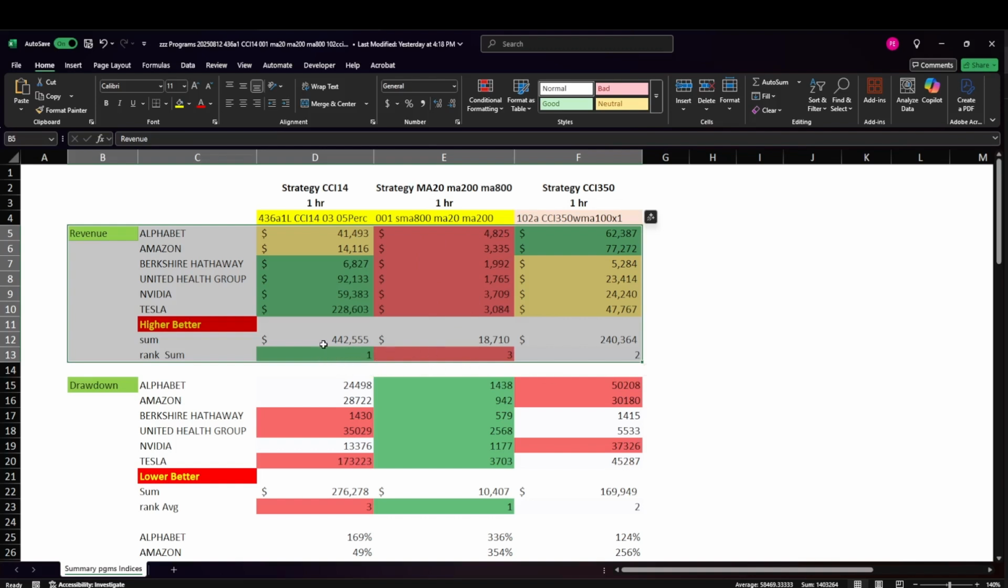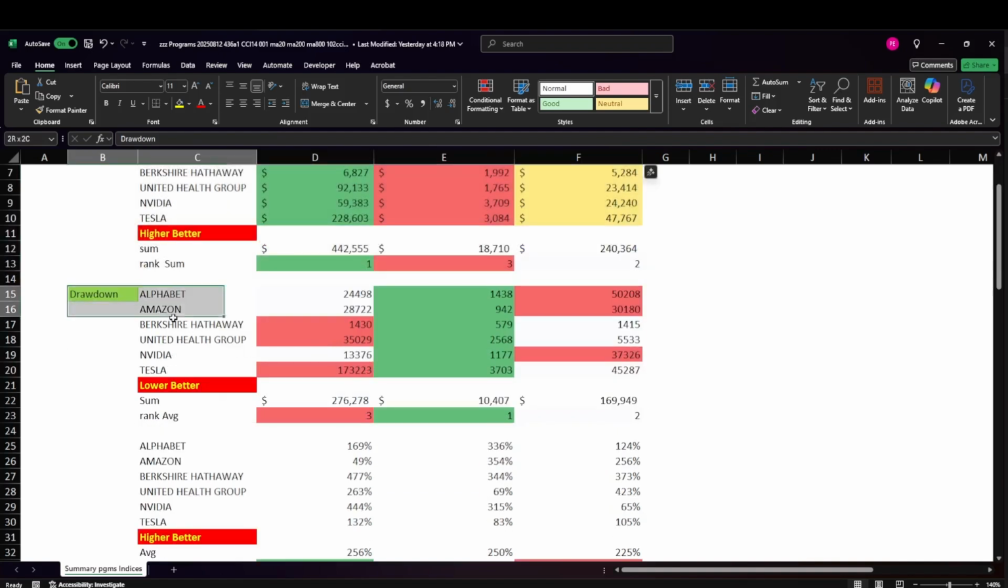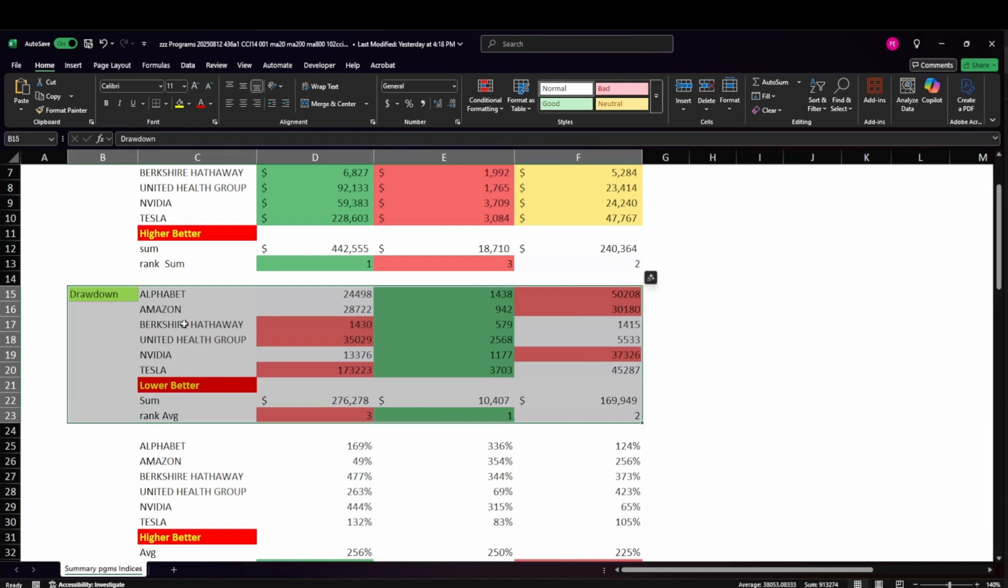Now, rather than jumping directly to this one to trade, you've got to decide what sort of drawdown you would have been hit with. So the drawdown is the next level of analysis. The drawdown is where it goes from the highest point of profitability to the lowest point. And the lowest drawdown, roughly $10,500, is the multiple moving average strategy, followed by the CCI350 with 169,900 of a drawdown, and the highest drawdown had 276. So obviously the lower the better. The multiple moving average 20, 200, and 800 ranked first. So again, that just gives you an idea of the drawdown.